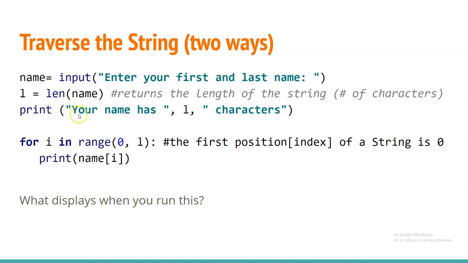We're going to traverse the string, and again, we'll put this into Python in a moment. So these first 3 lines are the same. We're going to use a for statement or for loop, for i in range. We're going to start at position 0.